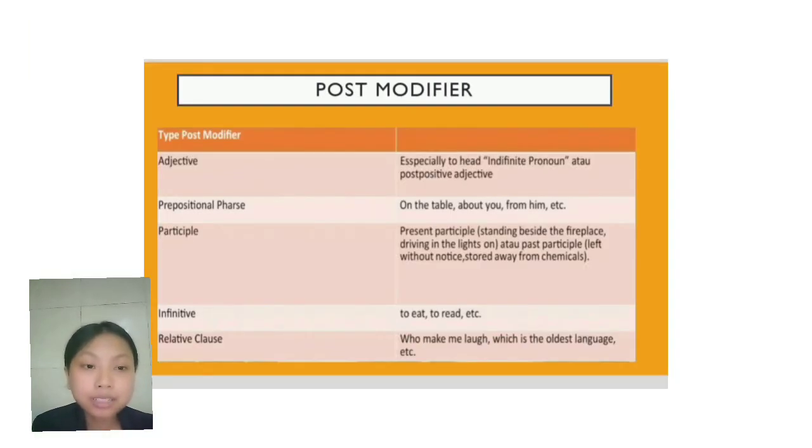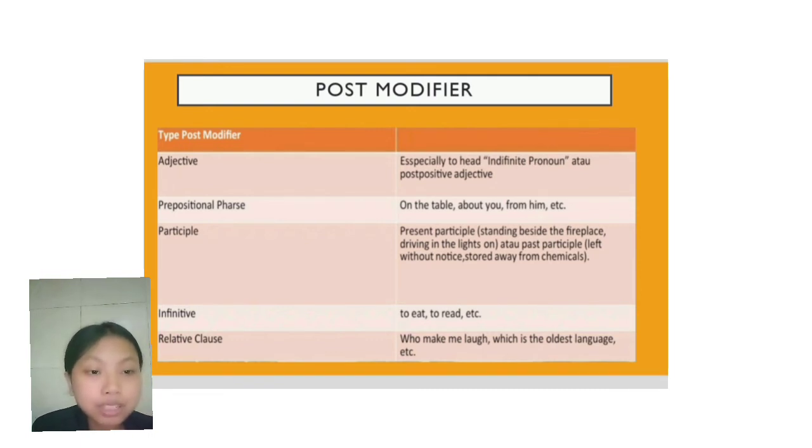And the next part is the post-modifier, which is especially an adjective or a noun which is placed after a noun. So the pre-modifier is placed before a noun, but the post-modifier is placed after a noun. And then it has several types. The first one is adjective, prepositional phrase, participle, infinitive, and relative clause.